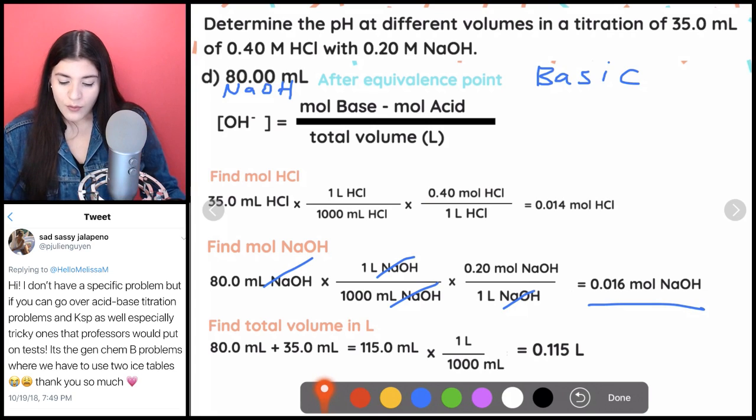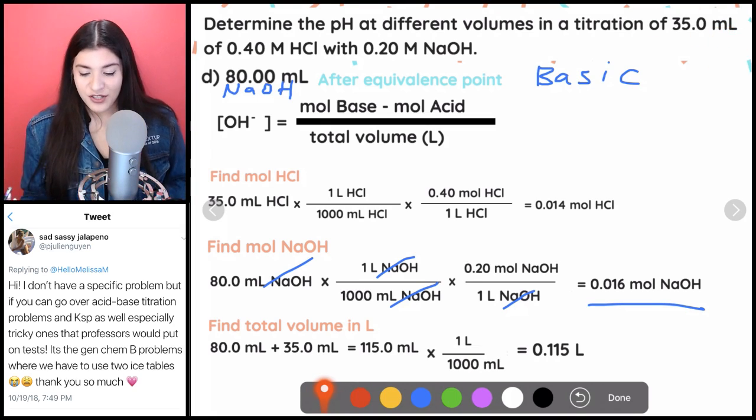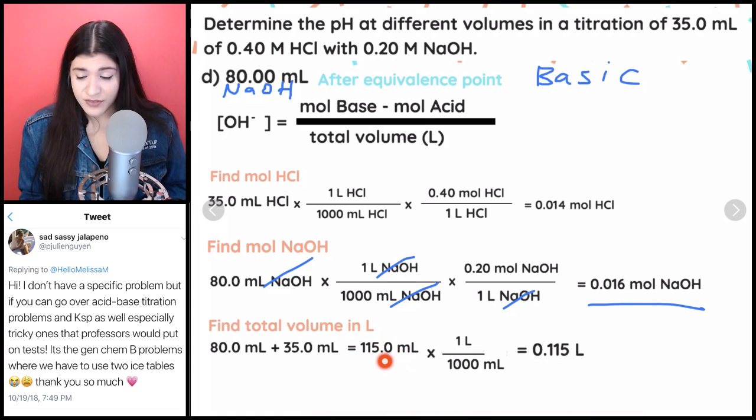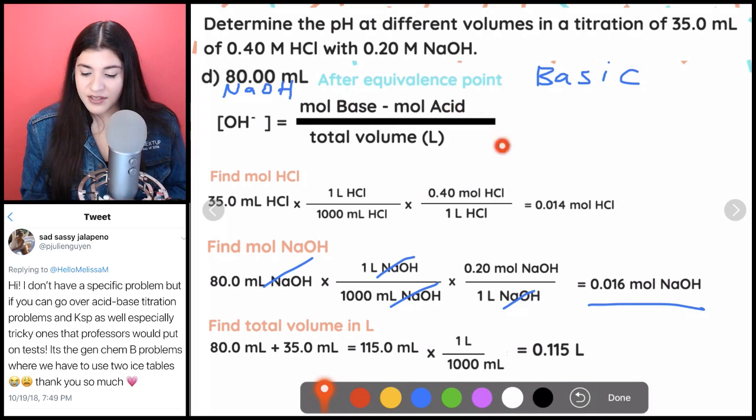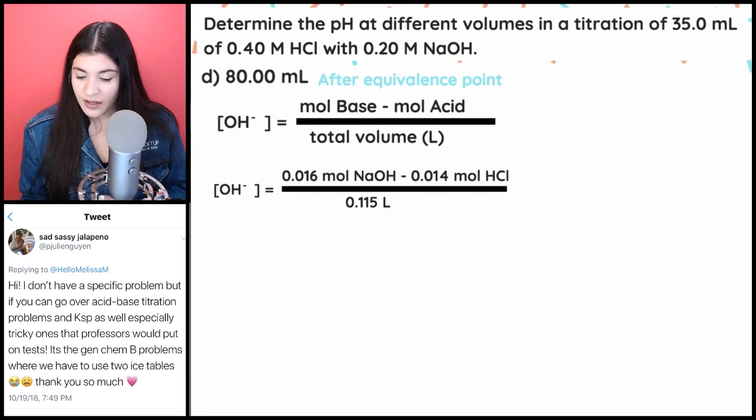So now for our new volume, we're going to add the 35 milliliters of our HCl and add it to the new volume of base that we just had, right? Because we changed that. So we have 80 milliliters plus the 35, so that gives us 115. We're going to divide that by 1,000 to convert it to liters. And then now we have everything. So we'll plug everything into the formula. When we do that, we get this new concentration.